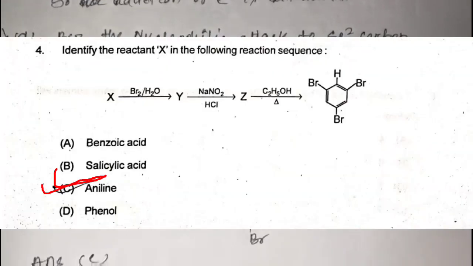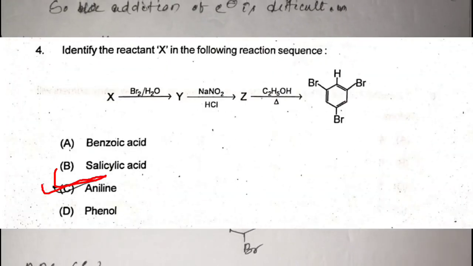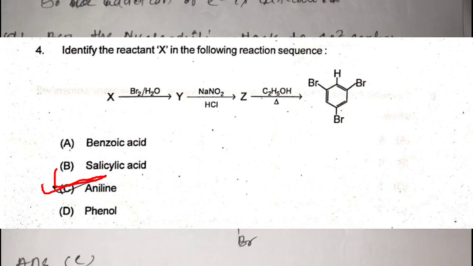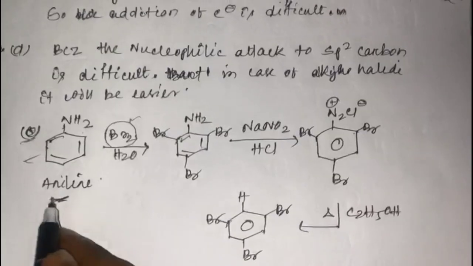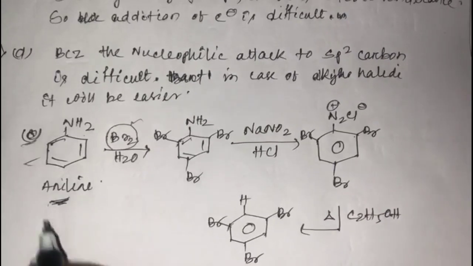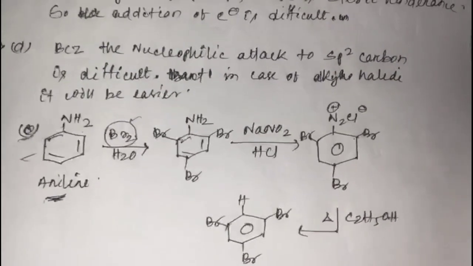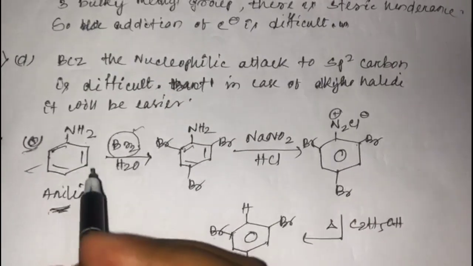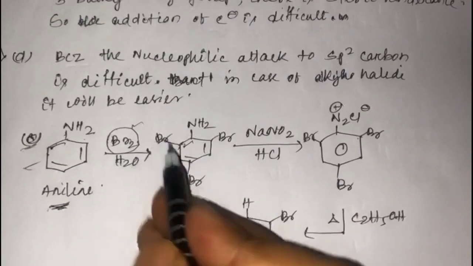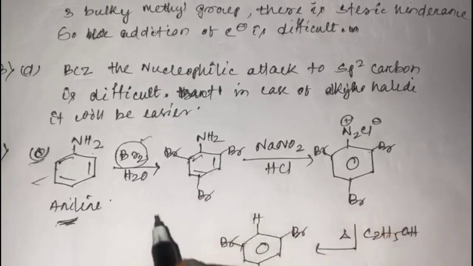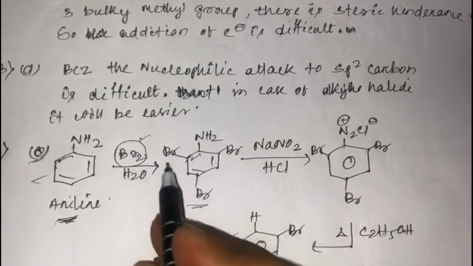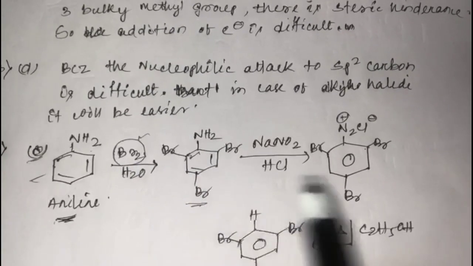So the next question is identify the reactant X in the following reaction sequence. They have asked you to determine the unknown compound, that is X. So this is your answer, that is aniline is the correct answer, option C. Have a look at the conversion. See, this is your aniline. If aniline reacts with bromine water, then an electrophilic substitution reaction takes place and it will give you this product. Bromine will be attached at ortho and para positions.